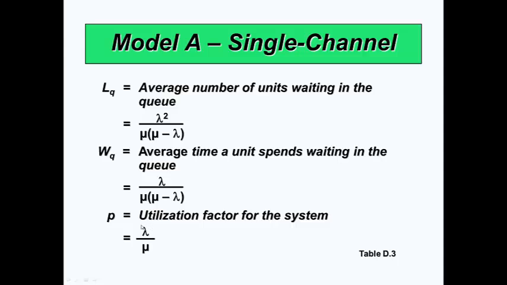You want the utilization to be at about 80%, because there are going to be peak times when the waiting line is going to get really long, and you don't want the average utilization to be over 80% or 85%.